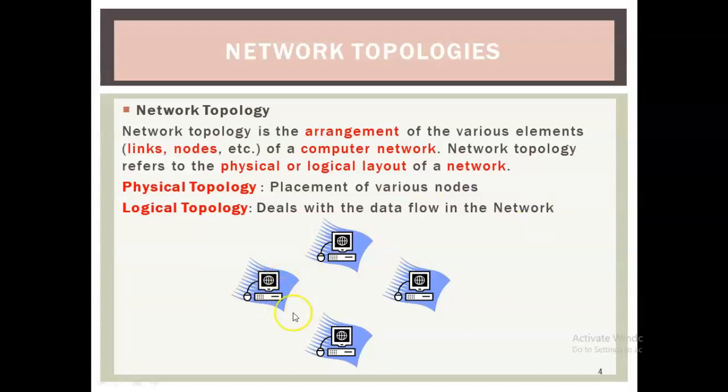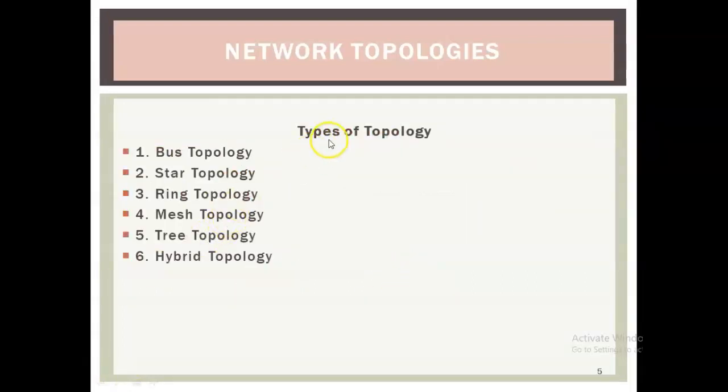As you can see, these computer systems are arranged. The way and manner in which they are arranged explain the type of topology used in the network. And also, if we are to consider the logical topology, we'll consider the way data flows from one system to the other. Types of topology. We have 6 types. These are bus topology, star topology, ring topology, mesh topology, tree topology, and hybrid topology.